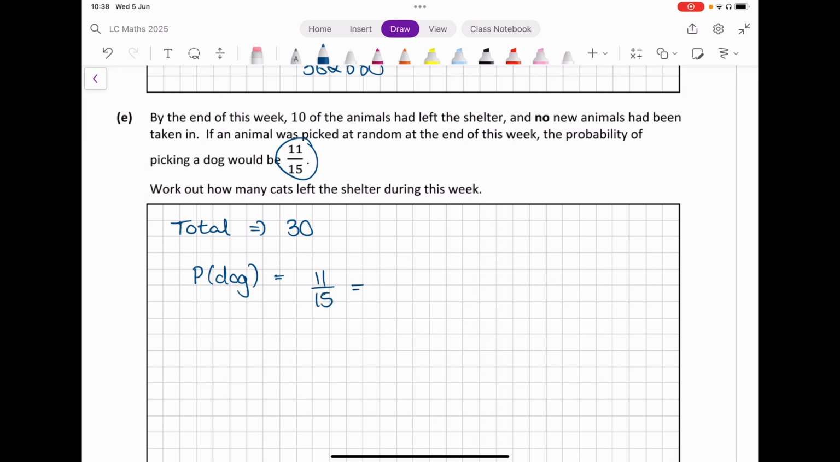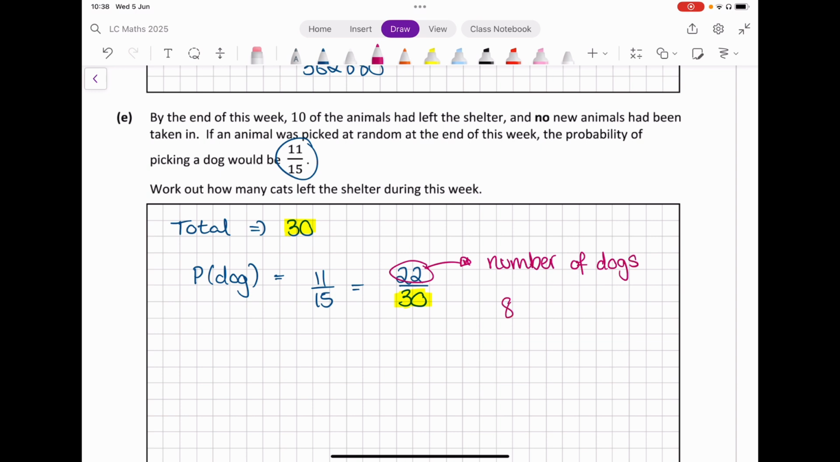Now that's very easy to put into over 30. I just multiply the fraction by 2. So that means that 22 out of 30, that's the exact same thing. And that's handy because I have the total on the bottom. So I know now, remember our probability is our successes over total. So that means that this here is the number of dogs.